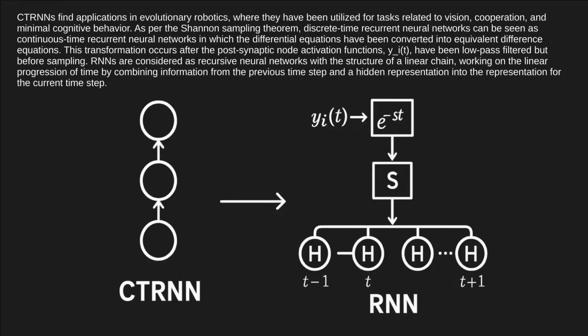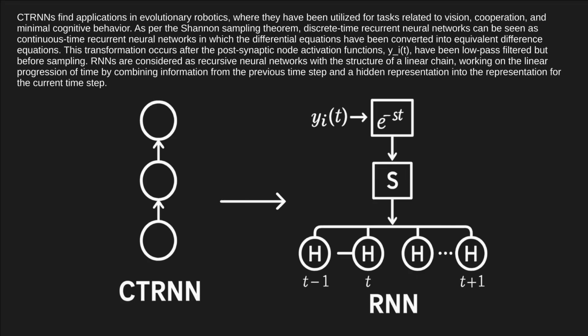CTRNNs find applications in evolutionary robotics, where they have been utilized for tasks related to vision, cooperation, and minimal cognitive behavior. As per the Shannon sampling theorem, discrete time recurrent neural networks can be seen as continuous time recurrent neural networks, in which the differential equations have been converted into equivalent difference equations. This transformation occurs after the postsynaptic node activation functions, y_i(t), have been low-pass filtered but before sampling.